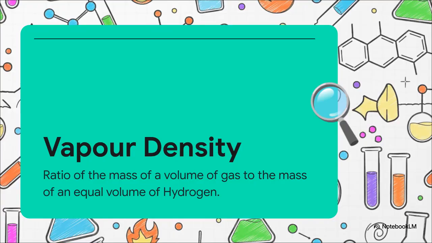Let's do a quick-fire round of some definitions that just keep coming back. First on the list, vapor density. This one is everywhere. The key phrase to remember here is that it's a ratio. It's the mass of some gas compared to the mass of an equal volume of hydrogen. And, this is crucial, it's all measured under the same conditions. Don't forget that last part.